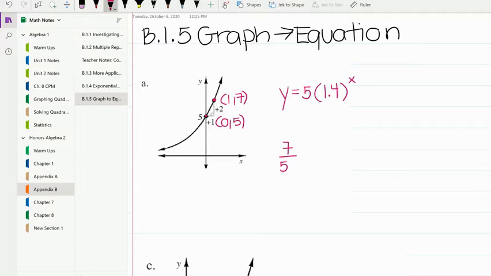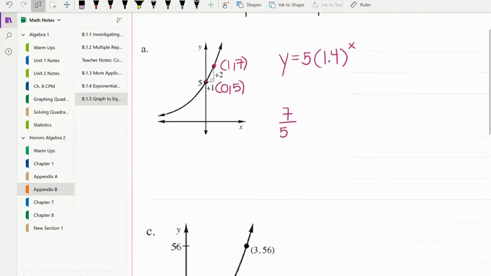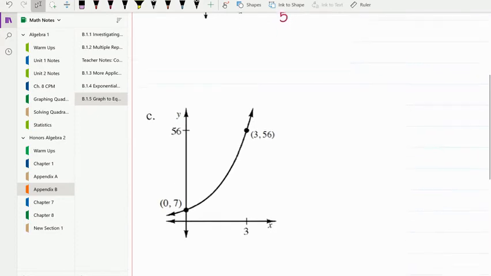That totally makes sense because 1.4 is a b value that's greater than 1, which makes it an exponential growth equation. So from here, you would do b after this, so you can pause. And then we're going to go ahead and do c together.